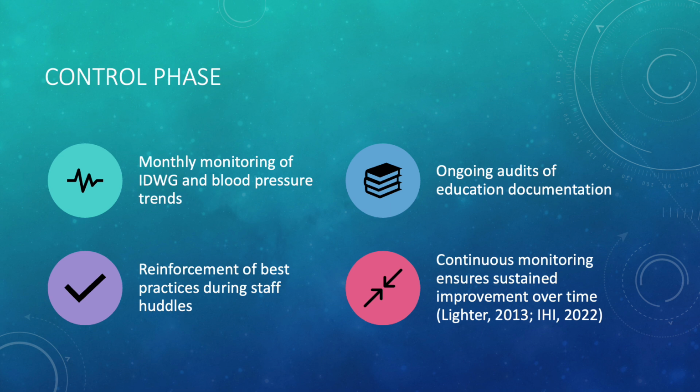The control phase focuses on sustaining improvements over time. Monthly monitoring of IDWG and blood pressure trends allows the team to quickly identify regression. Education documentation audits ensure staff compliance, and best practices are reinforced during regular staff huddles. Lean Six Sigma emphasizes that without control mechanisms, improvements are often temporary, so this is essential for long-term success.